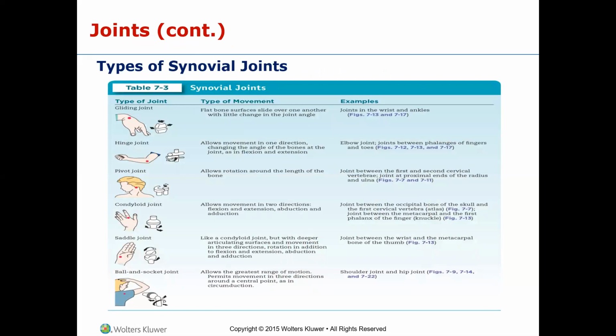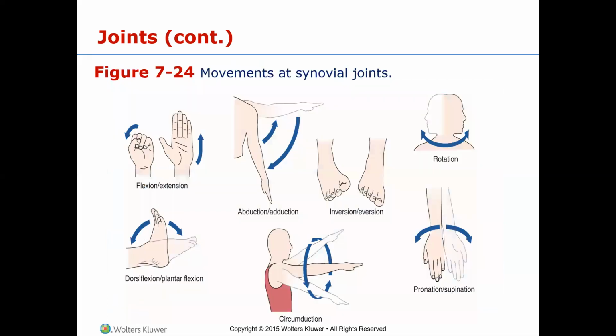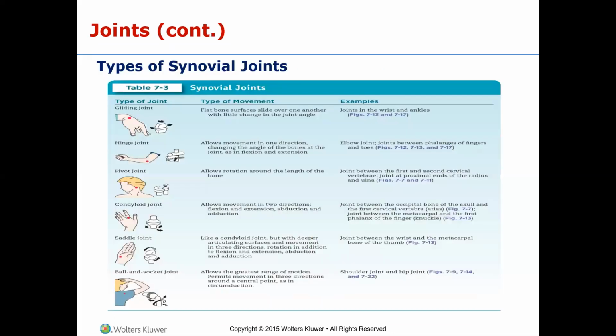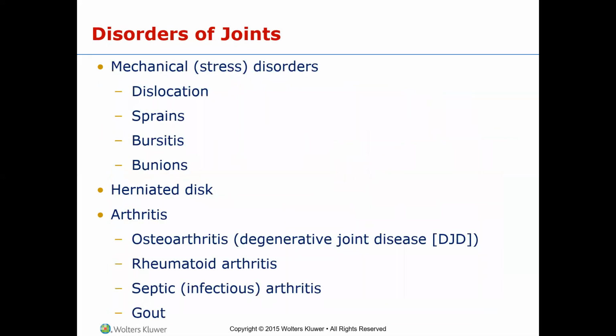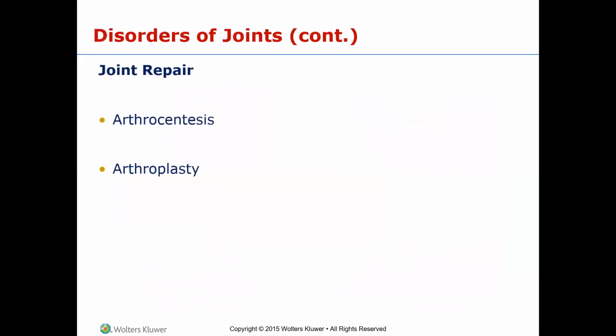So when we look at the different types of synovial joints, we have the gliding, the hinge, the pivot, the condyloid, the saddle joint, and then the ball and socket. I'm not asking you to know the different types of synovial joints. I'm just asking you to know that synovial joints have movement, and that you should know these types of movements. As I said before, I'm not asking you to know any of the disorders of the joints either.